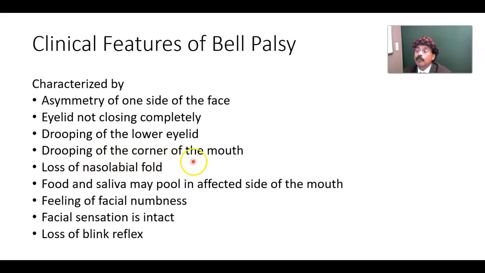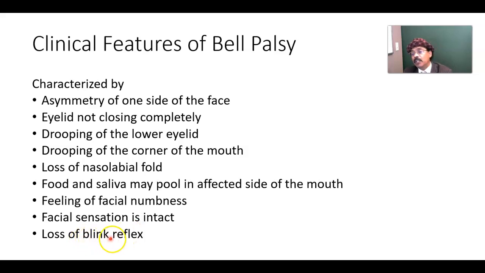Drooping of the corner of the mouth, again because muscles of facial expression are paralyzed. Loss of nasolabial fold, same thing happens because of lack of nerve supply to the muscles of facial expression. Food and saliva may pool in the affected side of the mouth. That may lead to bad oral hygiene. Feeling of facial numbness. Facial sensation is intact because that is carried by the trigeminal nerve.